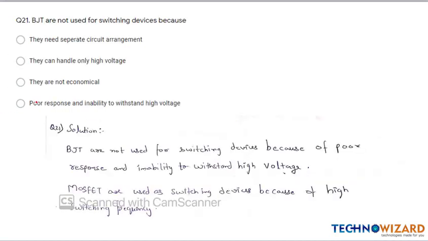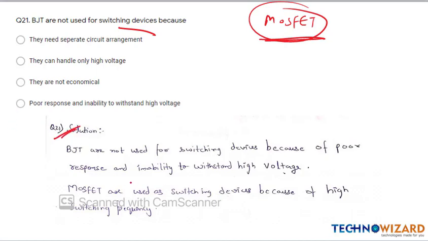Okay. Question number 21, BJT are not used for switching devices. Only MOSFET are used for switching devices because they have high switching frequency. BJT are mainly used for operating devices. Okay, therefore, now what will be the correct answer? Poor response and inability to withstand high voltage.